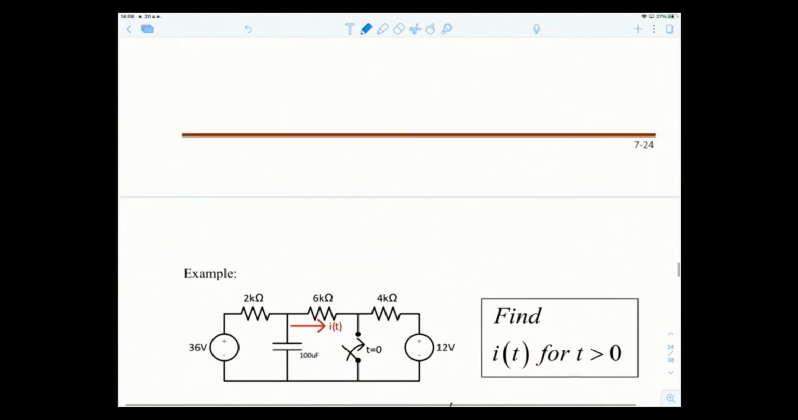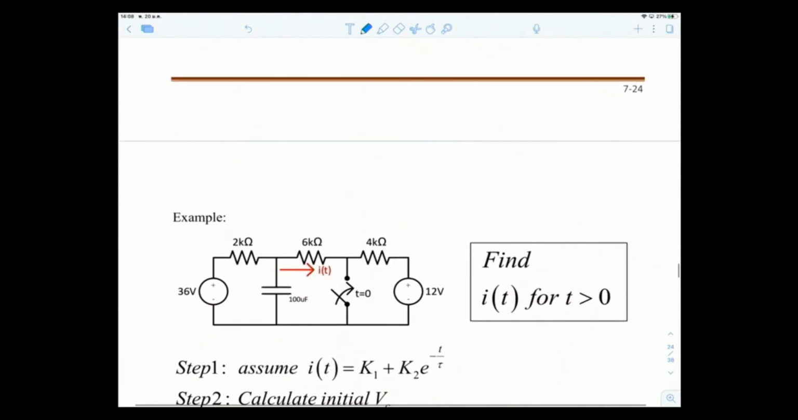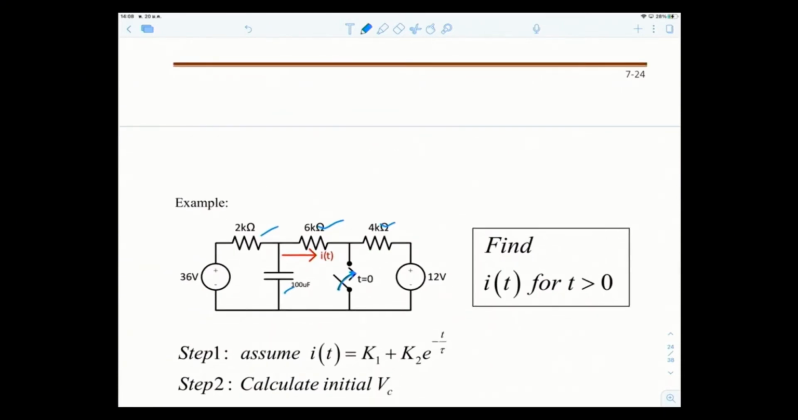Okay, then let's see this one. Okay, this problem: find I of t. So let's do it. We have a switch that changes at t equal to 0. The switch was open, and at t equal to 0 it closed back. So we assume that it's RC. This problem is RC because you have R and 1 C. So we assume that the answer we want, I of t, would be in this form: K1 plus K2 e to the minus t over tau.